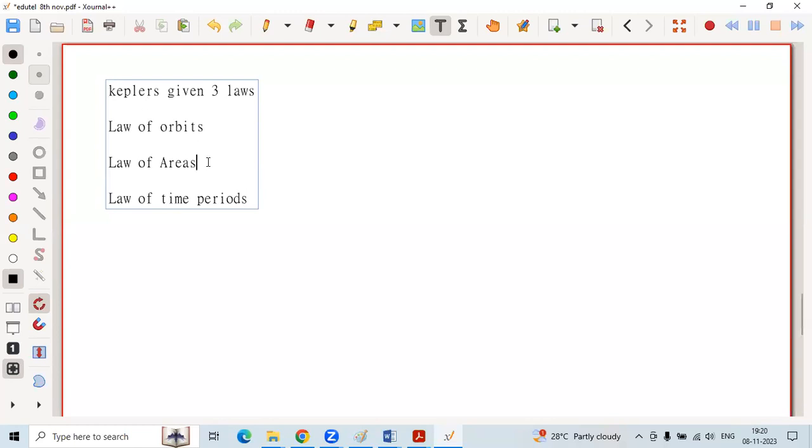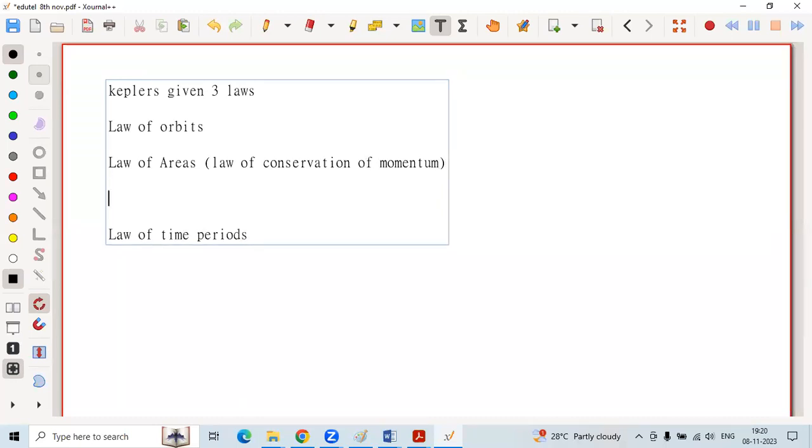The law of areas is a consequence, a result. Where does it come from? From the law of conservation of momentum. Remember this well, it is a very important MCQ. So the law of areas is nothing but the law of conservation of momentum. Now, what is the mathematical format for the law of areas? What is the formula for the law of areas?